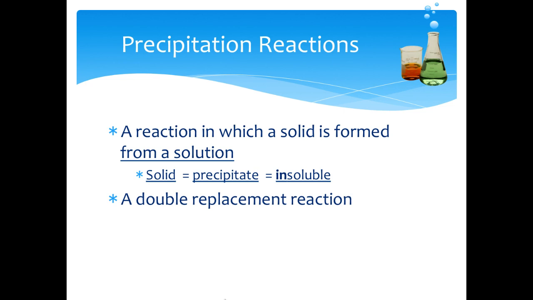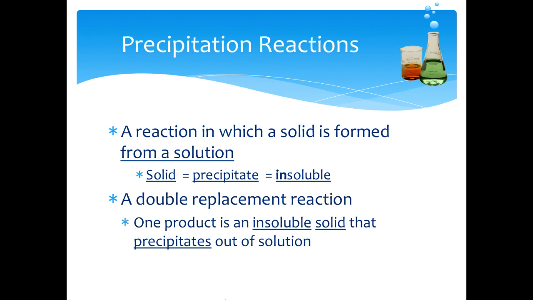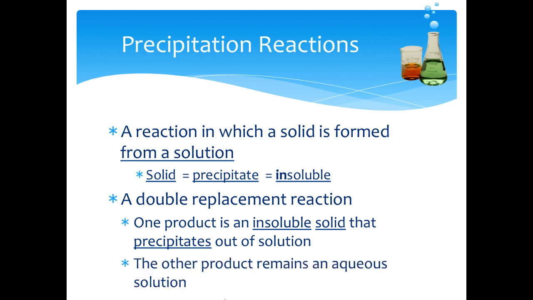All right, all precipitation reactions are double replacement reactions. One of the products of a precipitation reaction will always be an insoluble solid that precipitates out of solution. If a precipitate doesn't form, then the reaction doesn't occur. The other product is going to remain an aqueous solution.